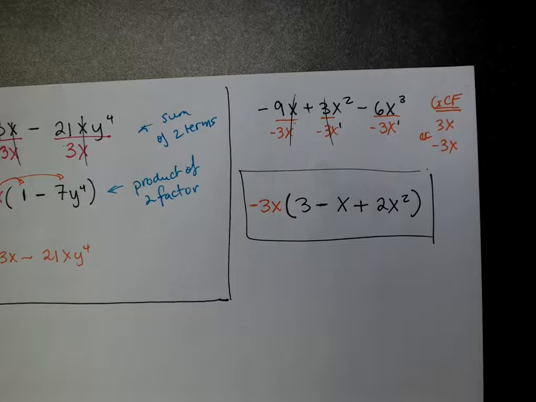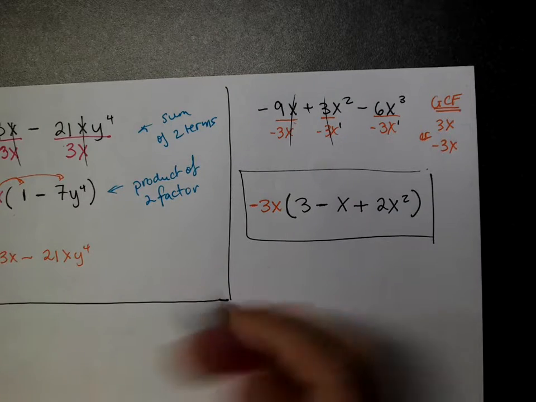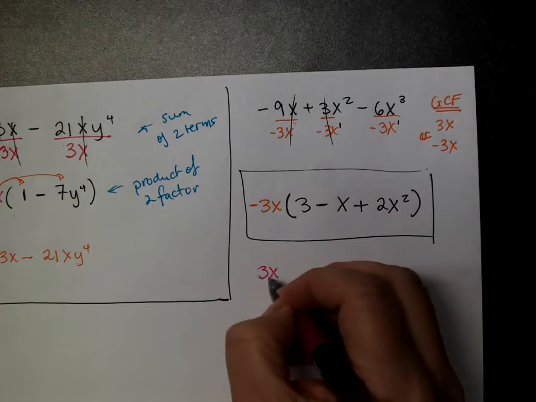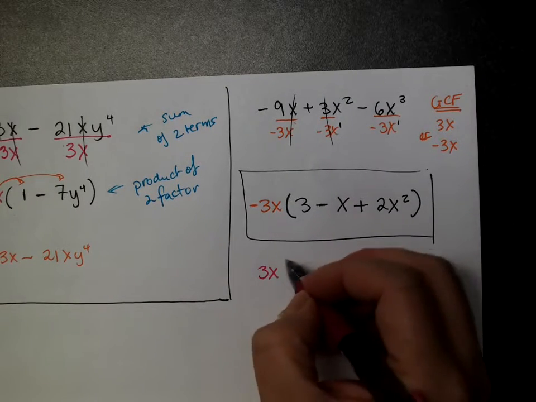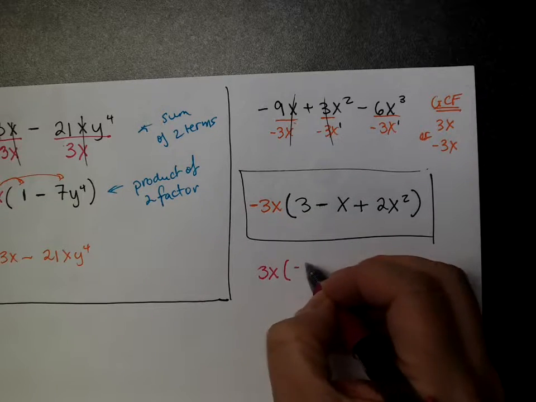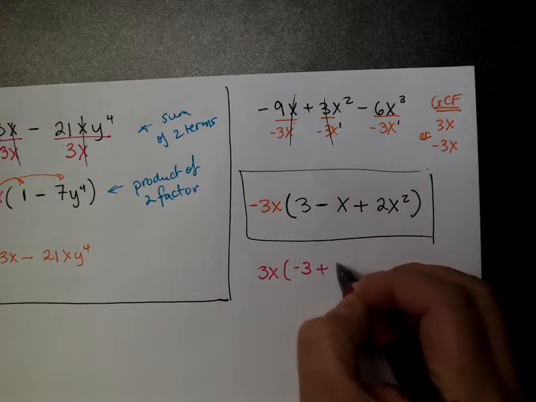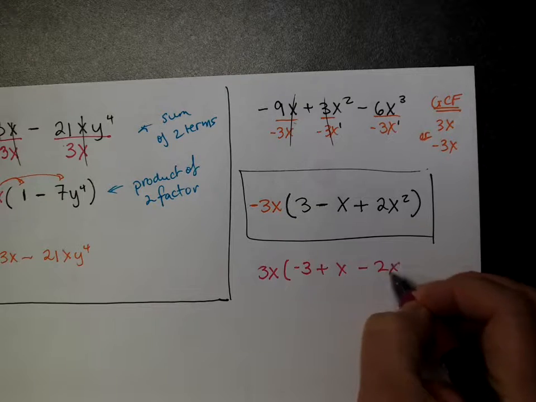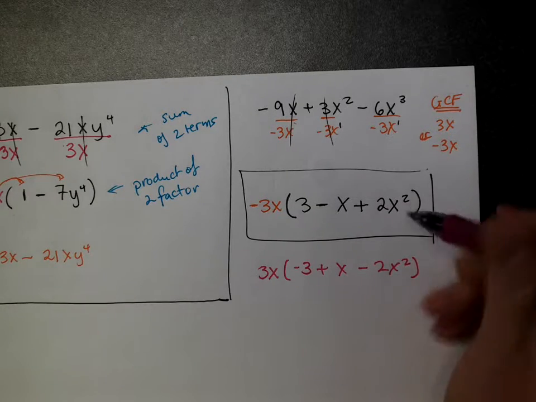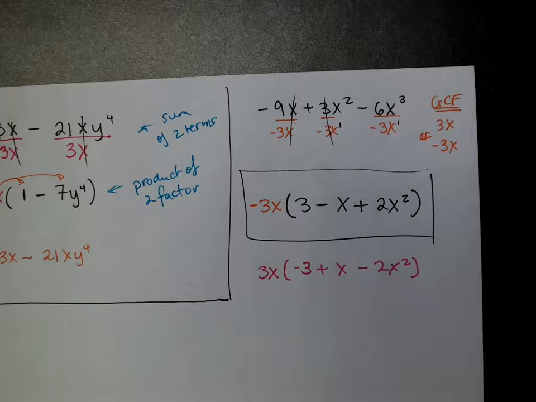Mathematically, you could have just pulled out, if the directions you were given don't say otherwise, a positive 3x, and you would be left with a negative 3 plus x minus 2x squared. And this would be correct also, unless you were asked specifically to do this. Okay? Both of these are mathematically correct.